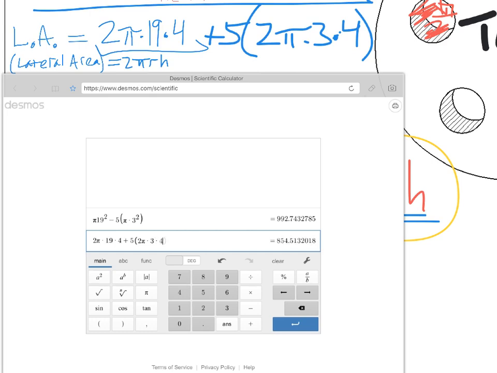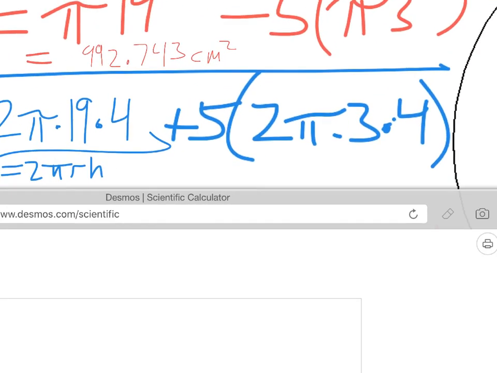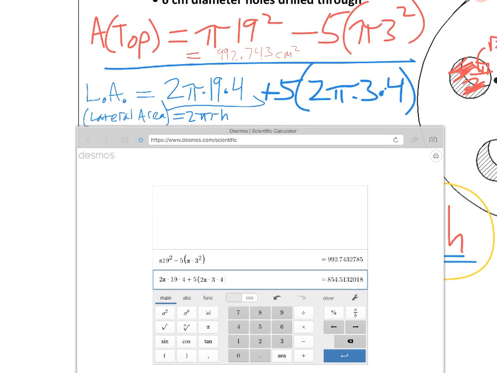So that's 854.513. Okay, let's find a place for that.